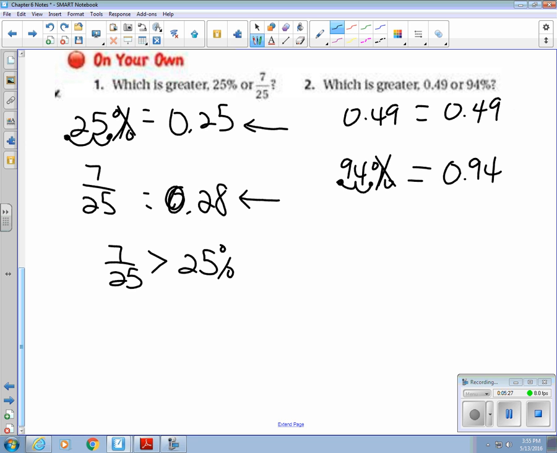Again, I look to see, do they have the same number of numbers to the right of the decimal point? Yes, they do. So all I'm doing is comparing the numbers to the right of the decimal point. 94 is bigger than 49. So I can say that this 0.94 is bigger than 0.49. And 0.94 started as 94%. So 94% is greater than 0.49 started as 0.49.